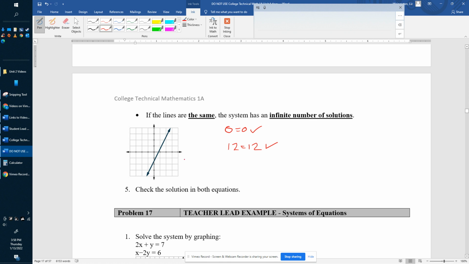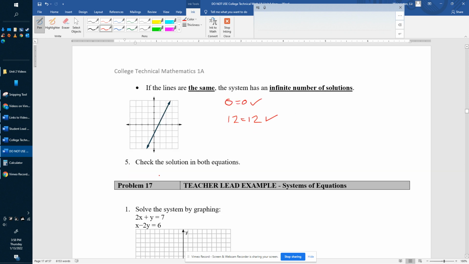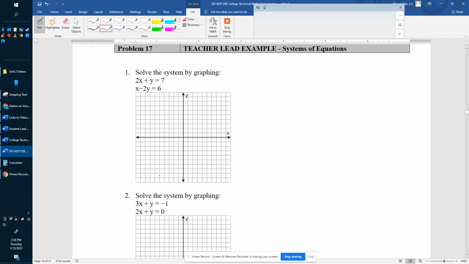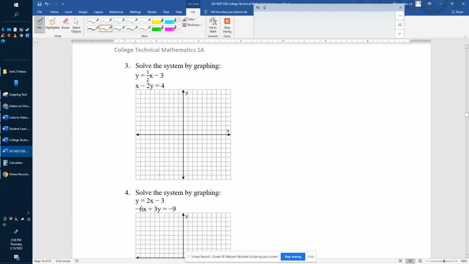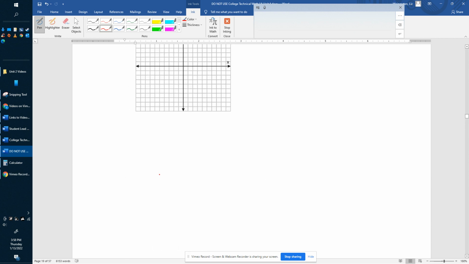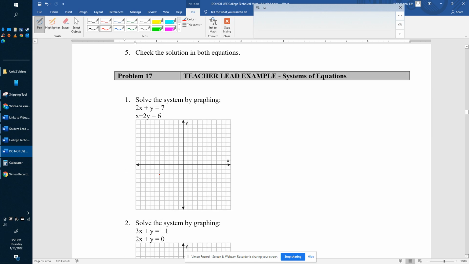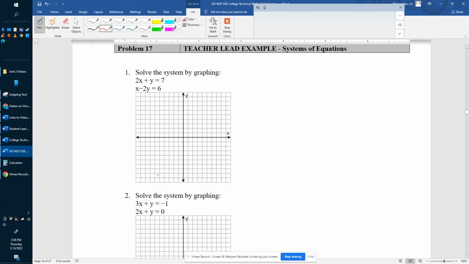Once you've figured out a solution, assuming that there is one, just check the solution in both equations at the very end. We'll do about 4 examples together before I have you work on your own. So solve the system by graphing.